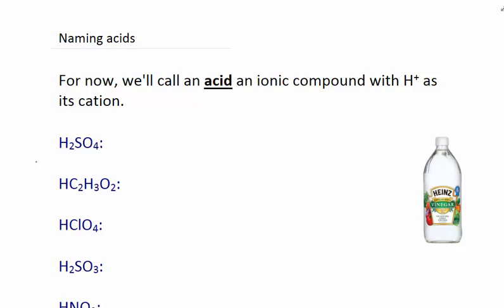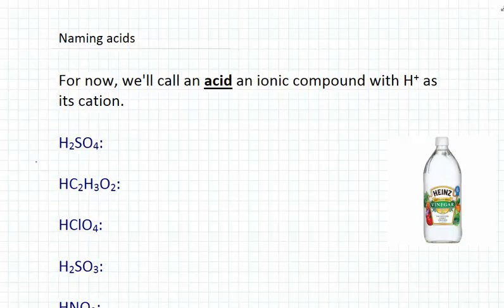Our last page, let's just talk about acids. For now, we're going to call an acid an ionic compound with H plus as its cation. Remember we said hydrogen is a lot different from everything else on the periodic table. H forms compounds that are sort of like ionic compounds, but they're also sort of molecular too. So it forms ionic in that H plus is an actual ion.